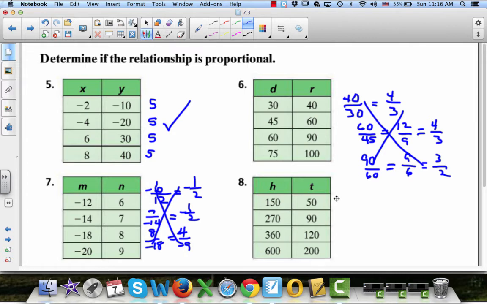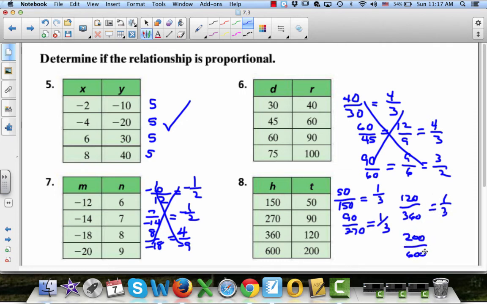So we've got 50 divided by 150, and that gives us 1/3. 90 over 270, that gives us 1/3. 120 divided by 360 gives us 1/3. And 200 divided by 600 gives us 1/3. So that one is proportional.